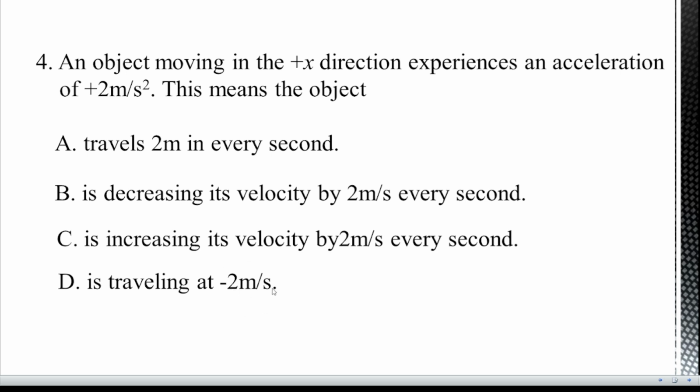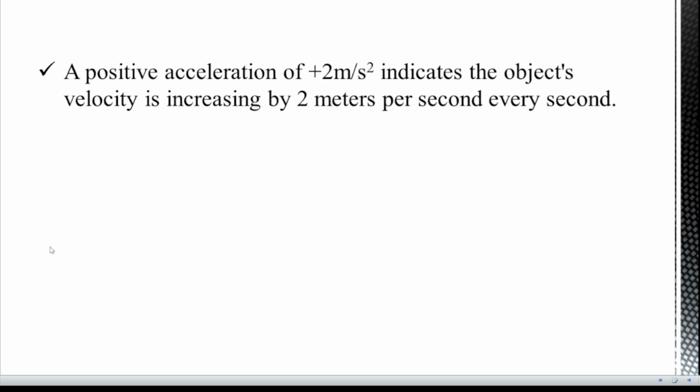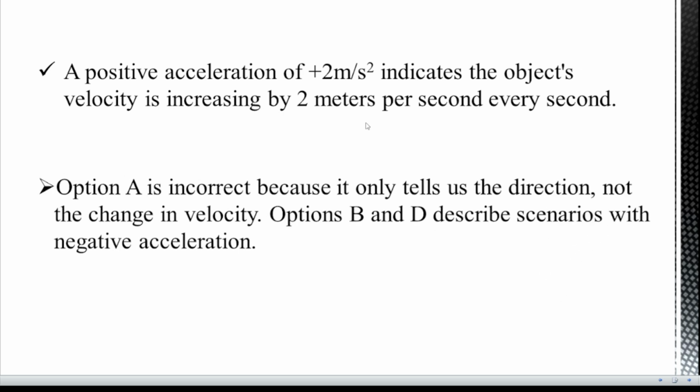Oh, this is completely wrong. This is completely wrong. Our answer is definitely C. Look. Great. A positive acceleration of 2 meters per square second indicates the object's velocity is increasing by 2 meters per second every second. Correct. Option A is incorrect because it only tells us the direction, not the change in velocity.